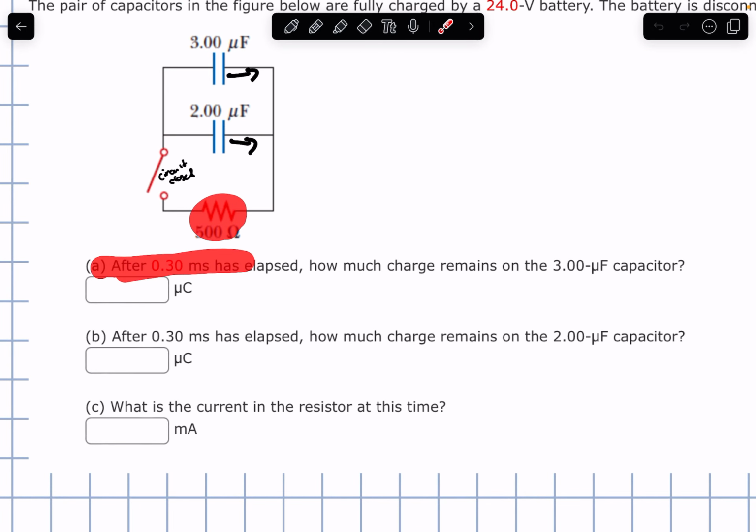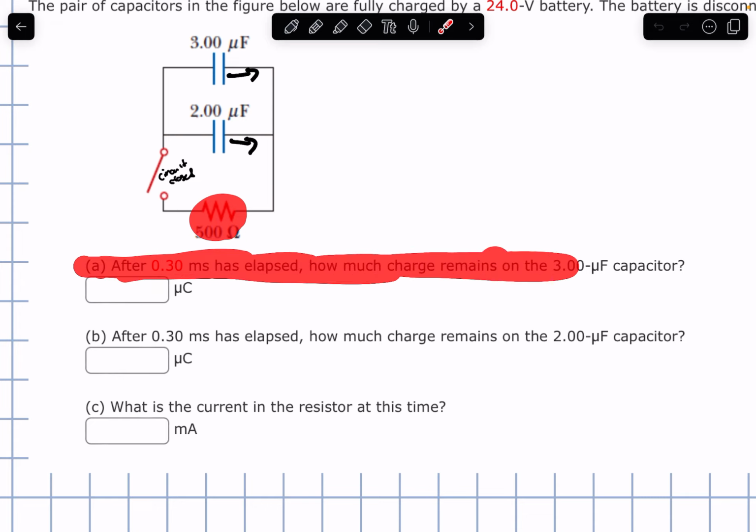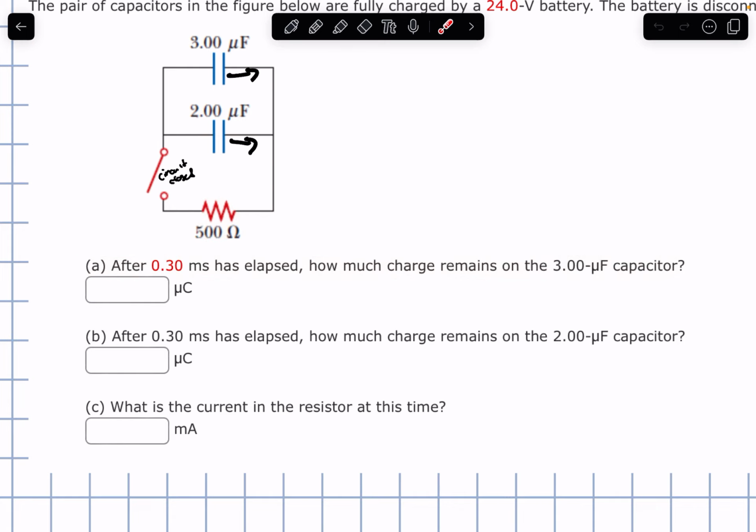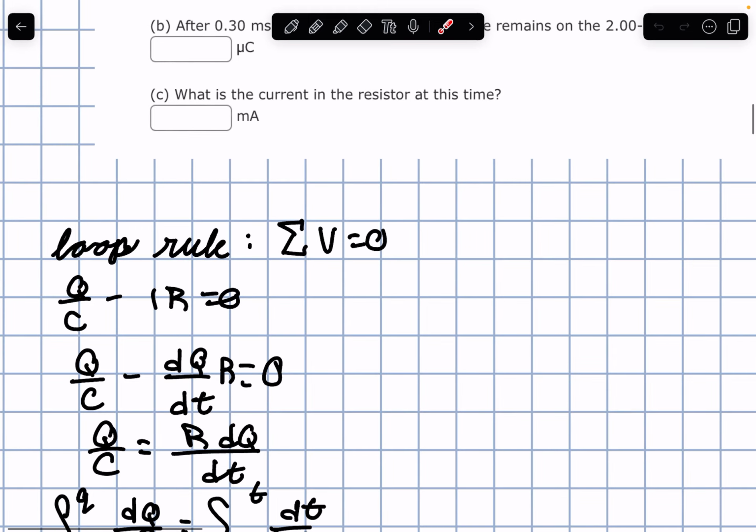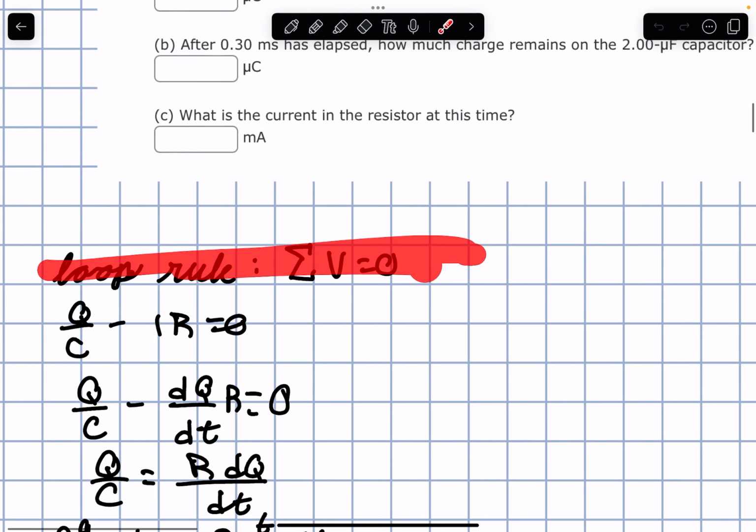After 30 milliseconds has elapsed, how much charge remains on the 3 microfarad capacitor? Here and here, those are the 2 capacitors and their amount. Before we get started, loop rule: sum of voltages equals 0.